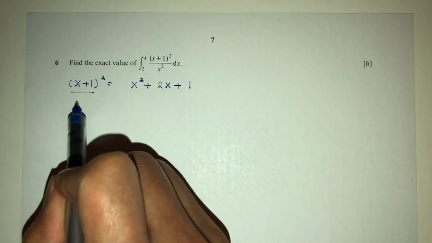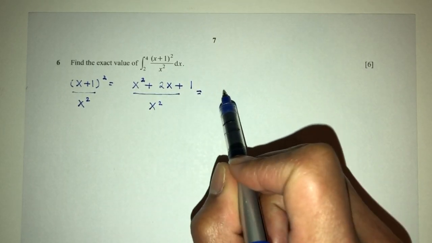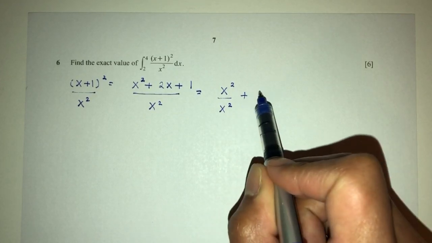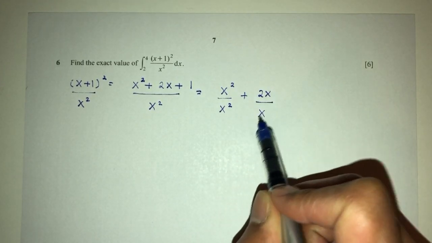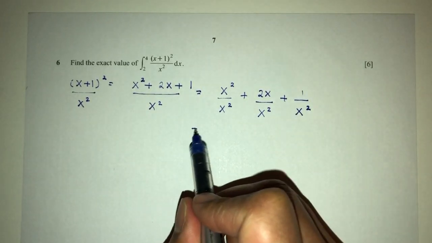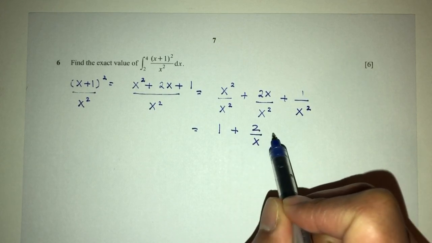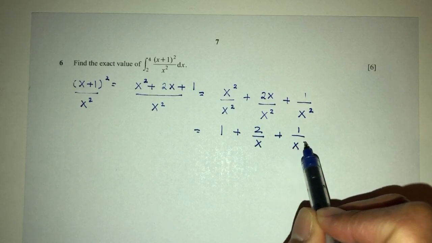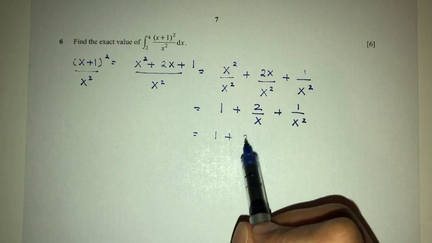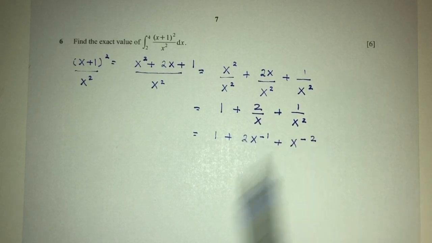And now we divide by x^2. We can simplify this. That will become x^2 over x^2 plus 2x over x^2 plus 1 over x^2. This will become 1 plus 2 over x and plus 1 over x^2. Now we can simplify again. That will be 1 plus 2x^-1 plus x^-2.